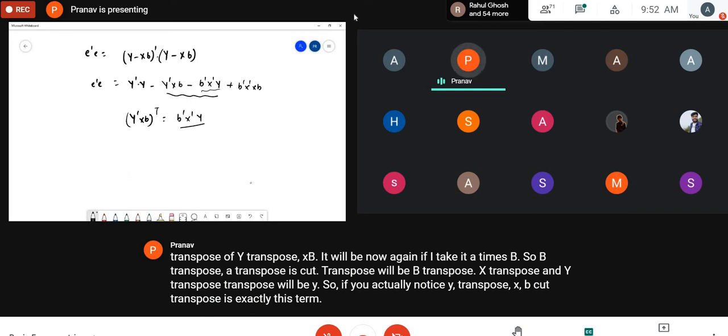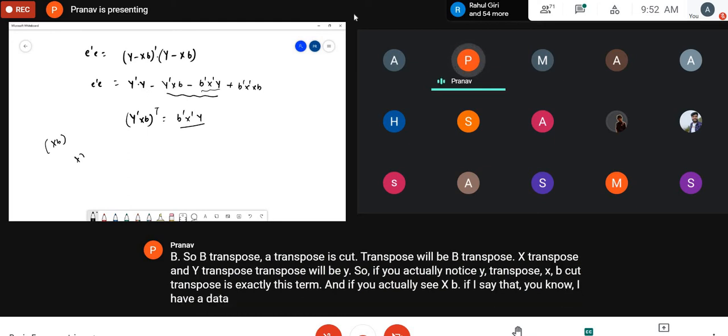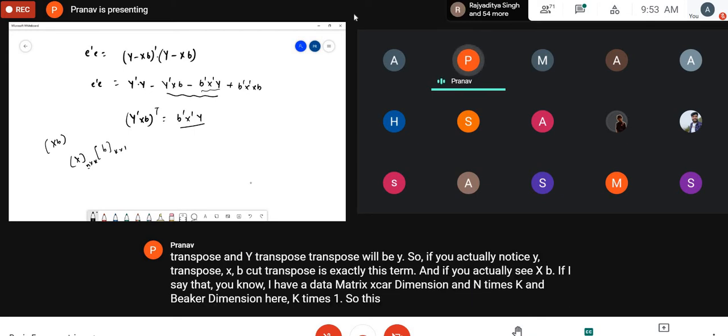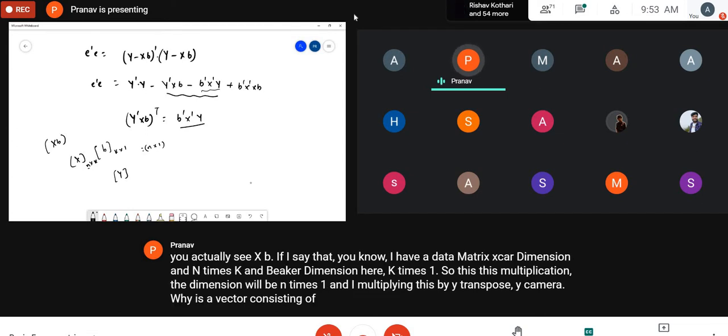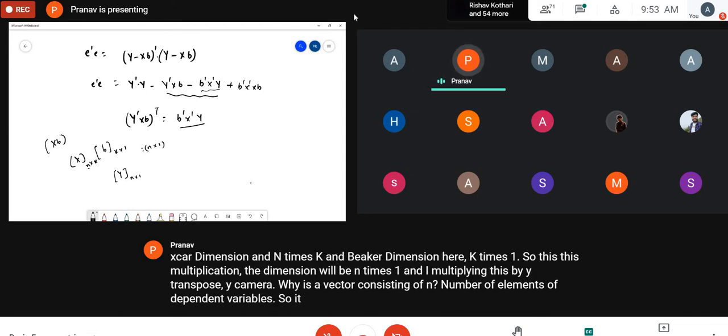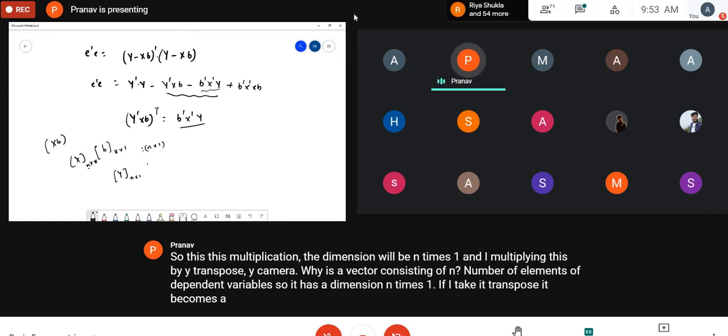And if you see XB, I have a data matrix X whose dimension is n times K, and B has dimension K times 1. So this multiplication has dimension n times 1. And I'm multiplying this by Y transpose. What is Y? Y is a vector consisting of n elements of the dependent variable, so it has a dimension n times 1. If I take its transpose, it becomes a row vector, so Y transpose has dimension 1 times n.